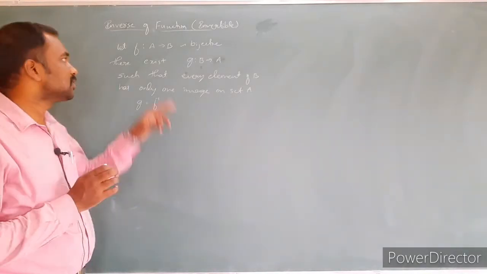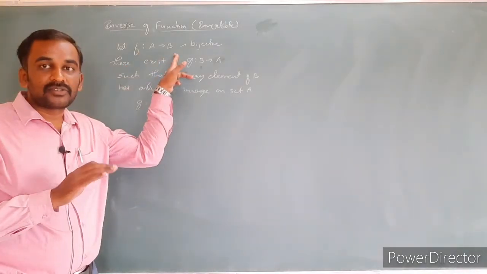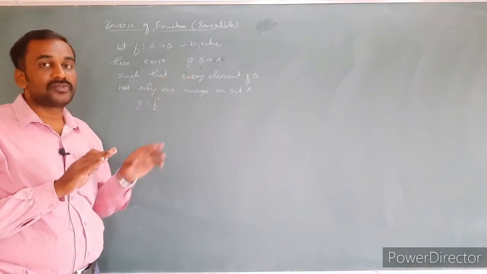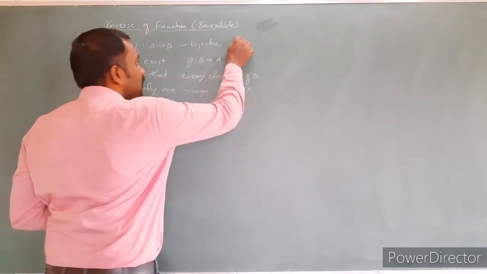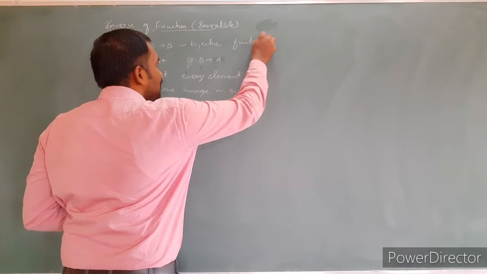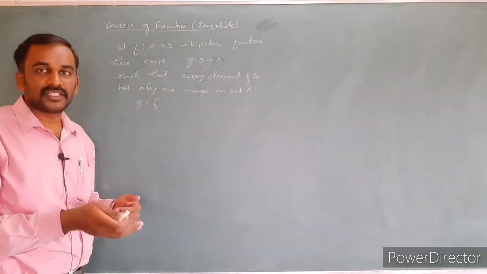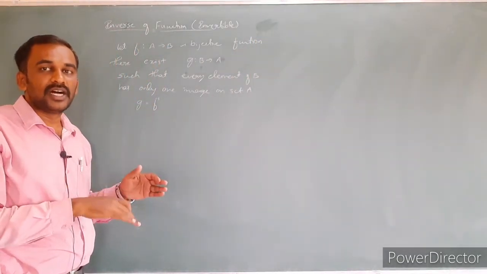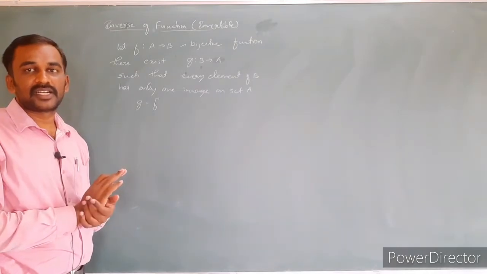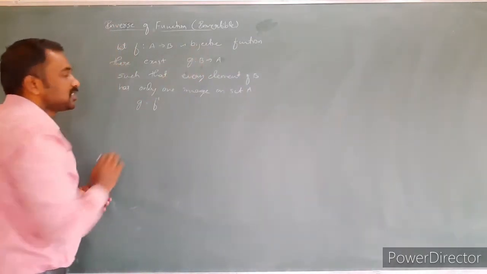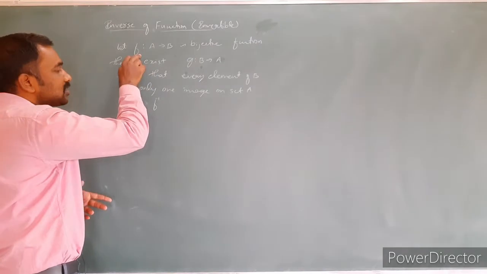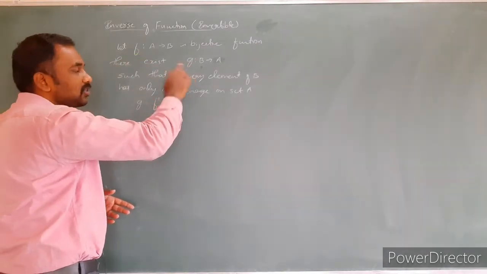What is the invertible function? Let f be a bijective function. What is the necessary part? A given function should be a bijective function. If it is bijective, meaning both one-one and onto, then only the inverse exists, unless which is not possible. If f is a bijective function, then the inverse of this function is denoted as g.